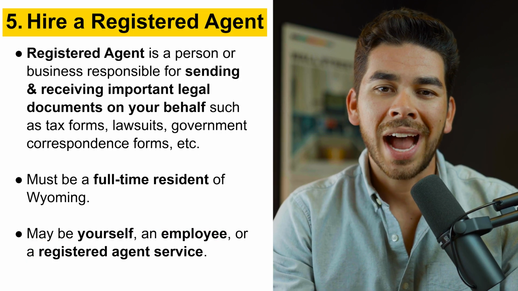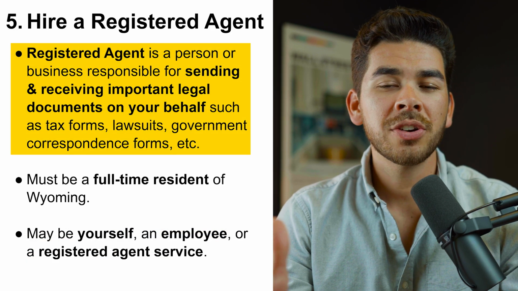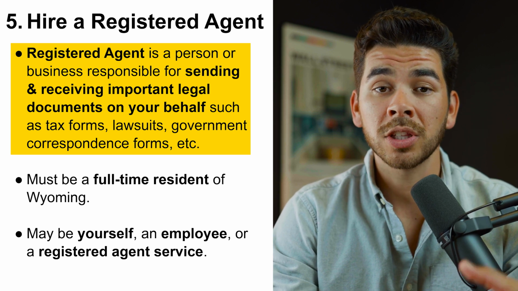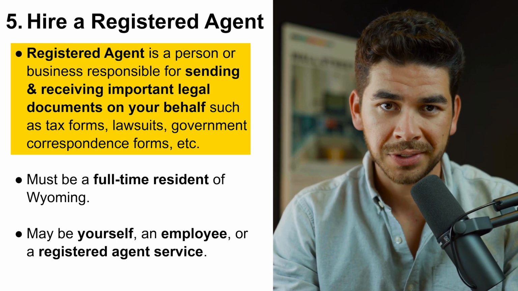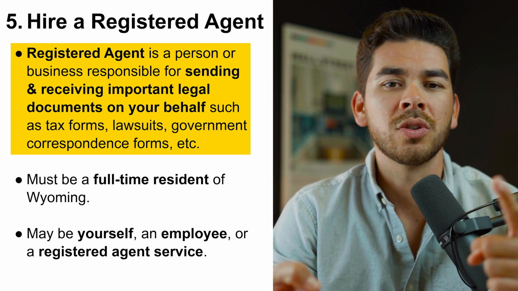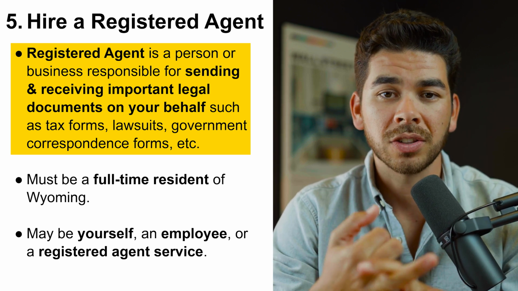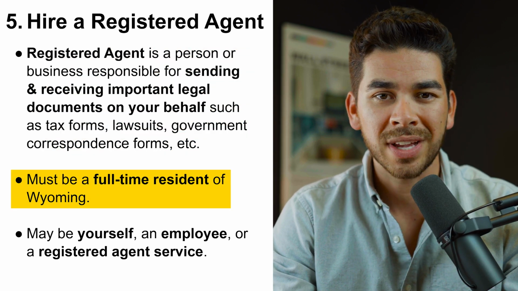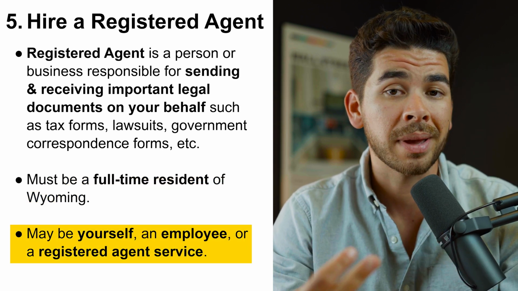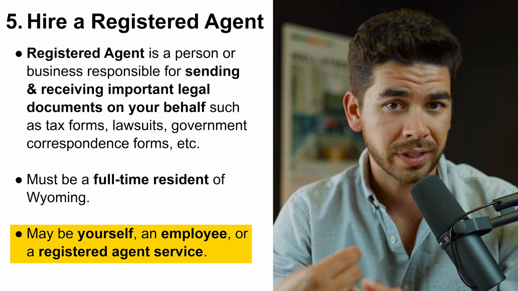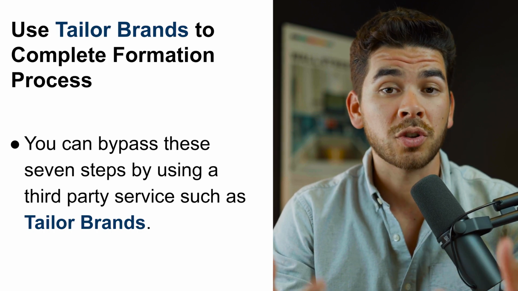Number 5 is to hire a registered agent. A registered agent is a person or business responsible for sending and receiving legal documentation on behalf of your LLC. This includes everything from tax forms to government correspondence and lawsuits. This person must be a full-time resident in the state of Wyoming. Now, this can be you, an employee, or what we recommend is hiring a registered agent service. Okay, those are all the basic steps to starting your LLC.